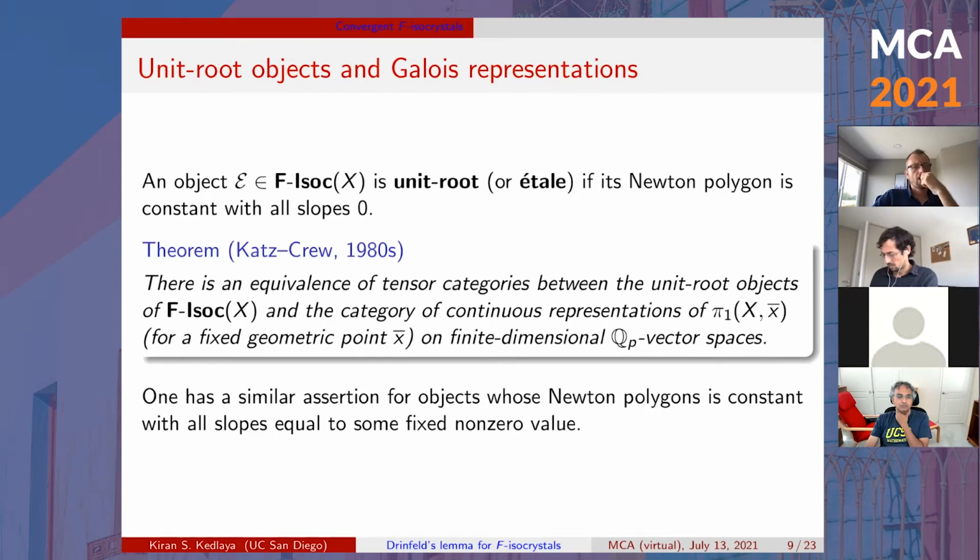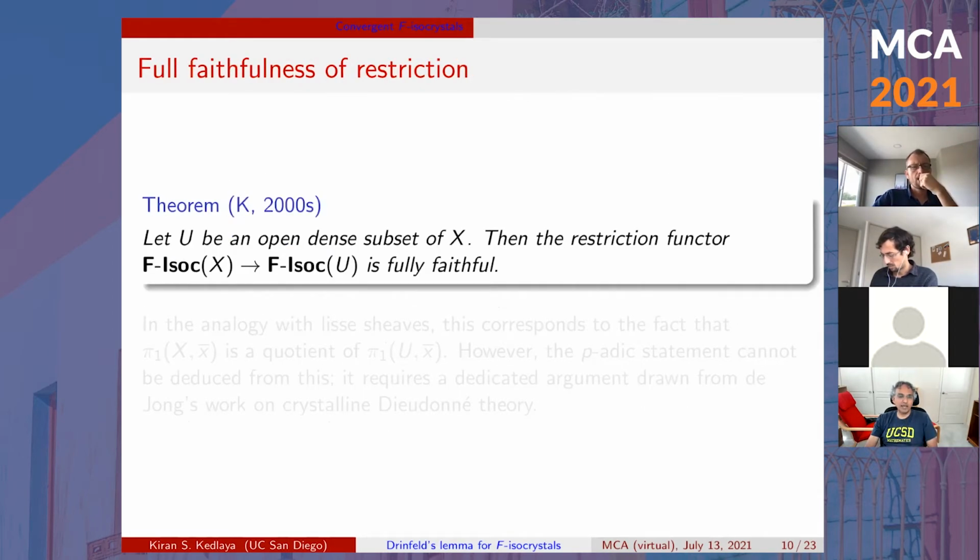So I need some more background before I get to Drinfeld's lemma. This is a statement that is supposed to be analogous to something about lisse sheaves. If I take an open dense subset U of X, then restriction of convergent F-isocrystals from X to U is a fully faithful functor. So if you have two F-isocrystals on X, any morphism defined on an open subset actually prolongs.